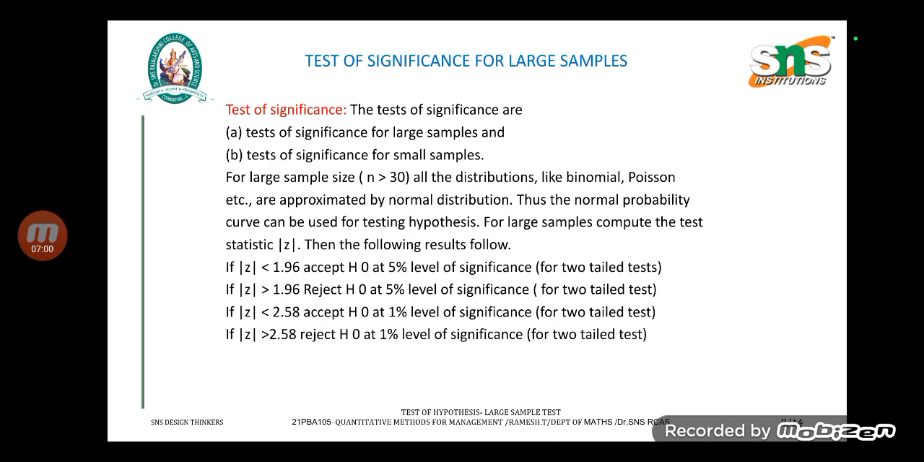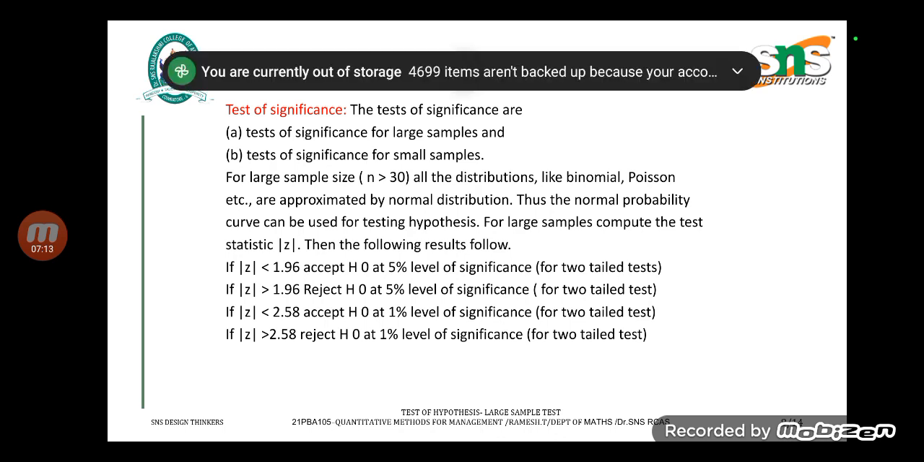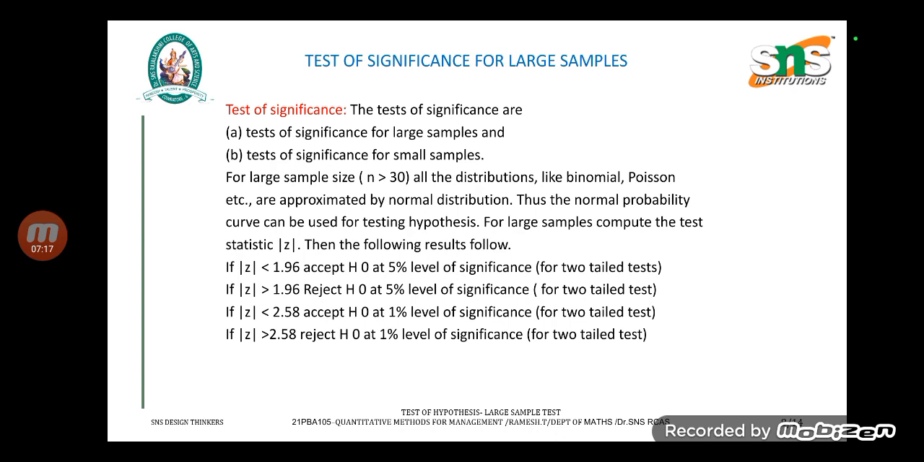So what are the tests of significance? The tests of significance are tests for large samples and tests for small samples. If the sample size is greater than 30, then it is called a large sample, like binomial, Poisson, etc., which are approximated by normal distributions. Thus, the normal probability curve can be used for testing hypothesis.